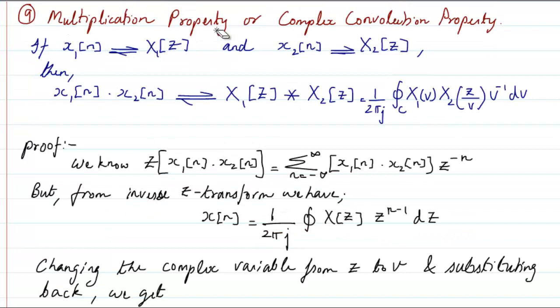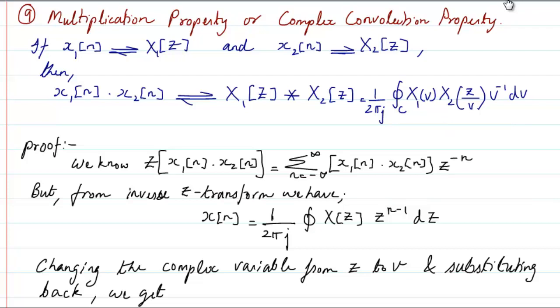Next is the multiplication property, or the complex convolution property, wherein we have multiplication taking place in the time domain, which leads to a convolution in the z domain. Now the convolution of two z domain functions is basically given by this equation, with 1 by 2 pi j, and the integration is a circular integral. But what I want you to remember here is that generally we don't use this formula, but this property should be remembered by all, that once you multiply in time domain, you have the convolution in the z domain. Generally we need not find out the z domain convolution.